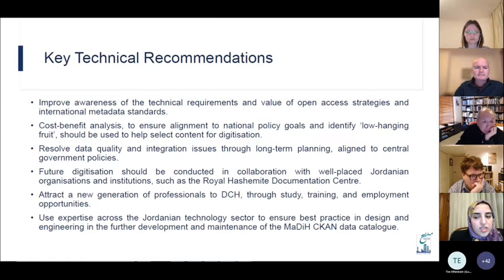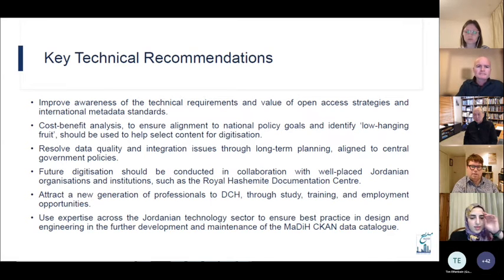Digitization and collaboration initiatives should, of course, be taken into consideration, and new generations, through training, can have some opportunities in the digital culture humanities field. The expertise can also ensure best practice in design and engineering in the further development and maintenance of the repository. I just have to mention one thing.